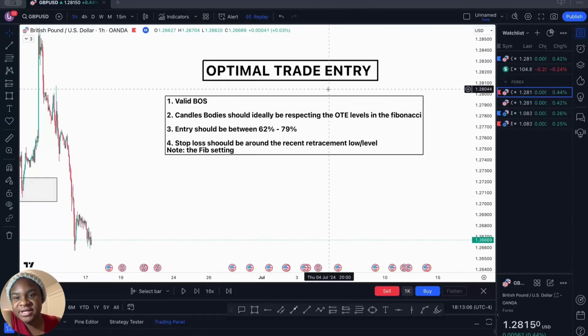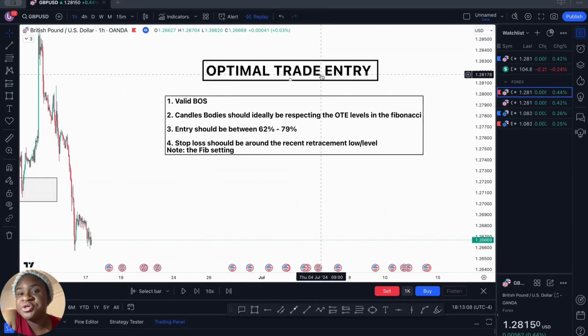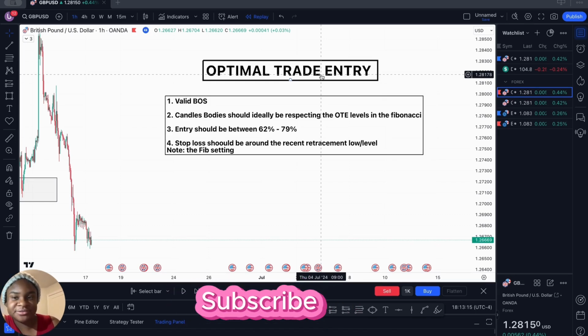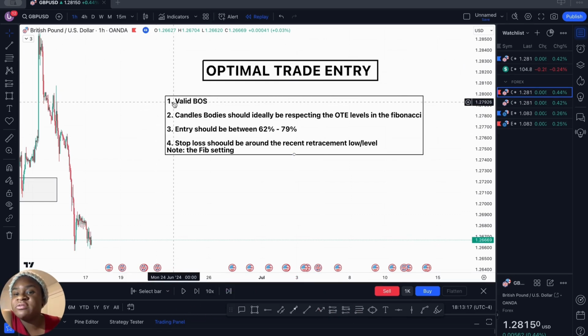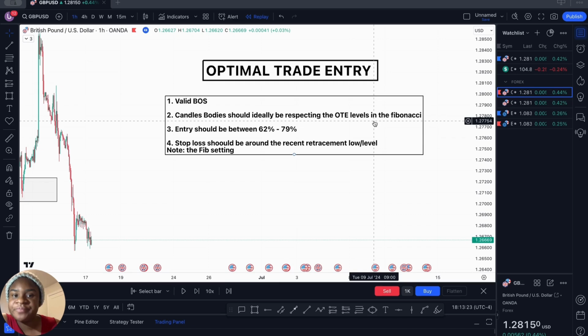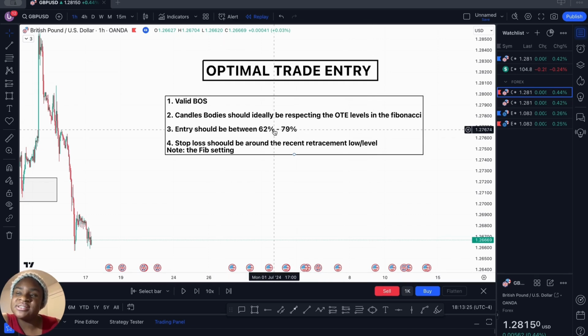is optimal trade entry. Optimal trade entry comes with rules. Some people use it as a form of strategy, and it has its own kind of rules attached to it. Now, it comprises of a valid break of structure. Candle bodies must actually respect the optimal trade entry. The optimal trade zones are 62% and 79%. Your stop loss is below the lowest low, that is the lowest low of the retracement.